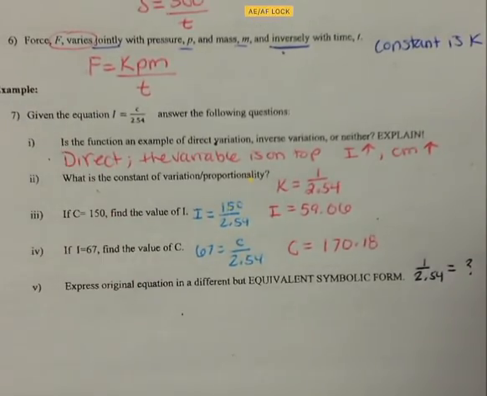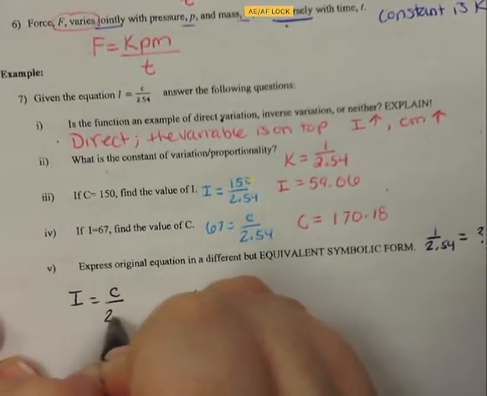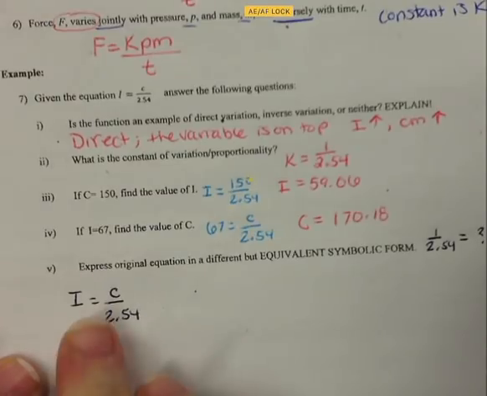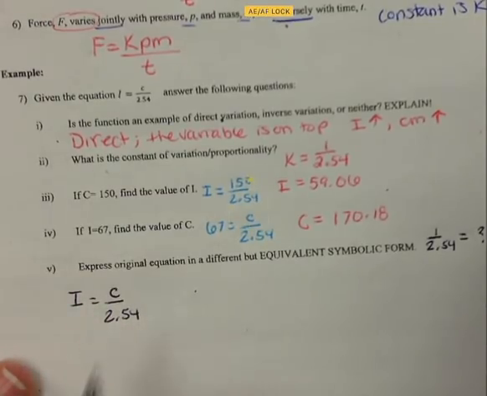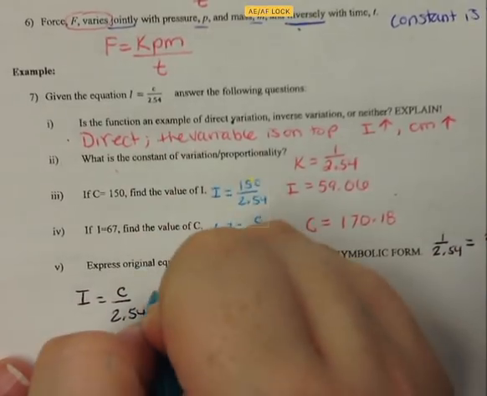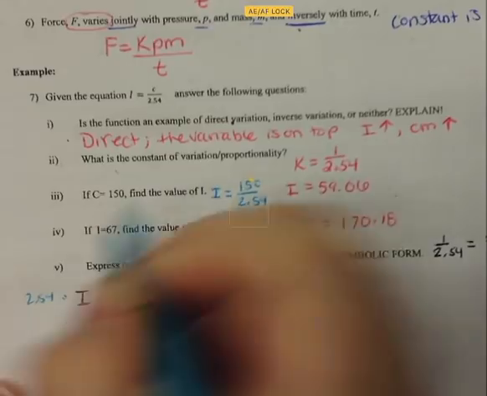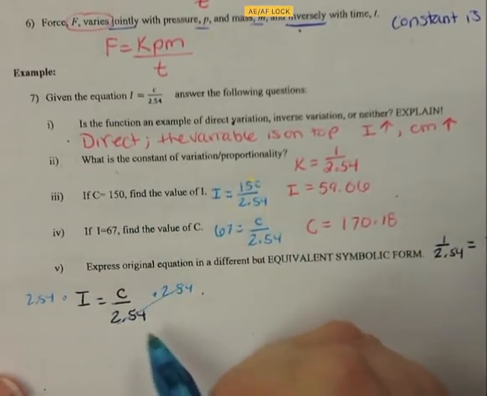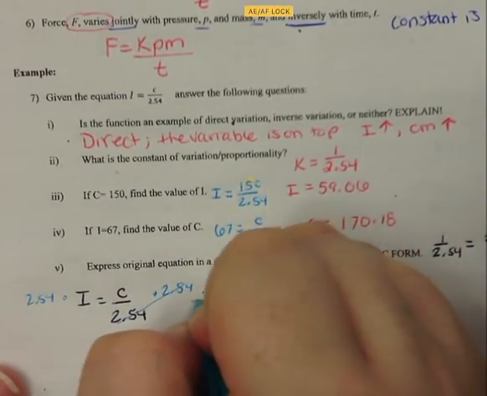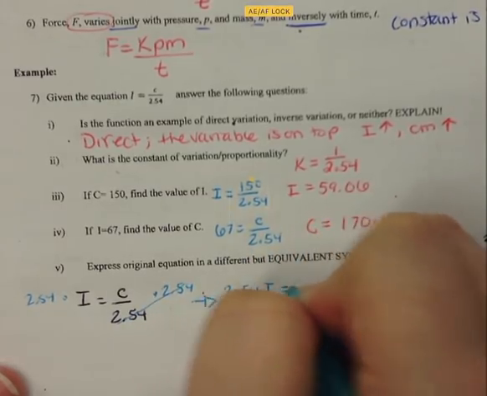That's what we have to do. So we have our equation, I equals c over 2 and 54 hundredths. Well, the first thing that we can do is get rid of the 2 and 54 hundredths off of the denominator, so we can make it go to the left by multiplying by 2 and 54 hundredths on both sides. That will get rid of it from the right hand side. So we'll have a little arrow. This is 2 and 54 hundredths I equals c.